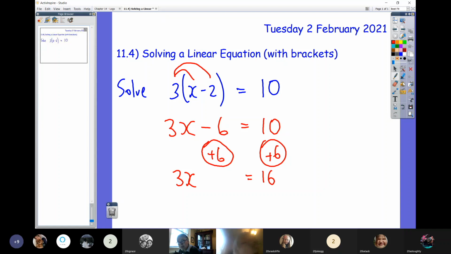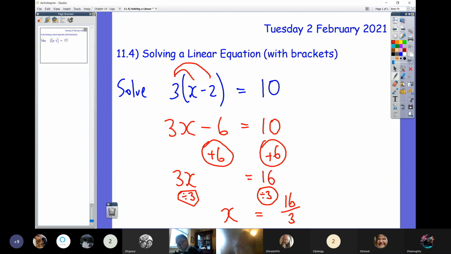How do we undo the timesing by 3? We've got to do the inverse. We've got to do the opposite. We're going to divide both sides by 3. So on the left-hand side, that undoes that timesing by 3, so we're just left with x. Now make sure you get the next step the right way around. It's 16 to be divided by 3. So that is 16 over 3. That means 16 to be divided by 3.